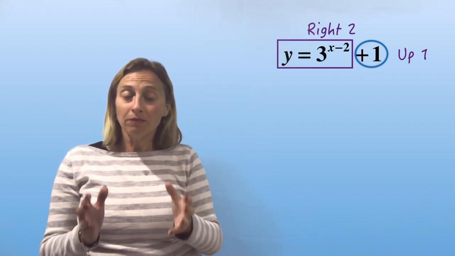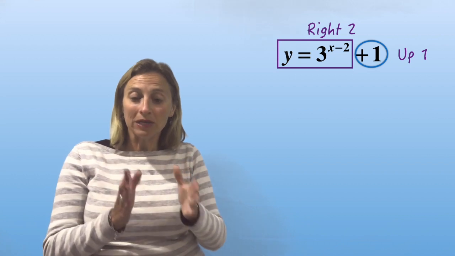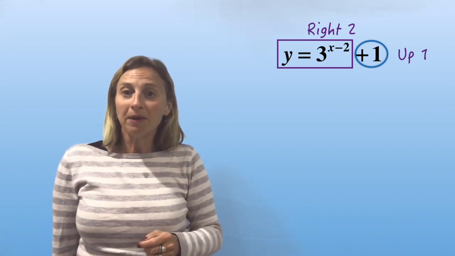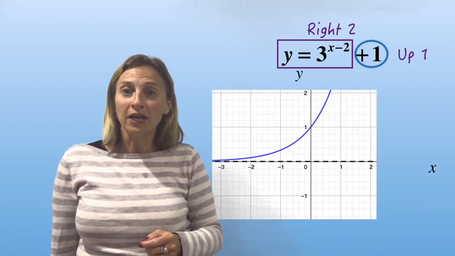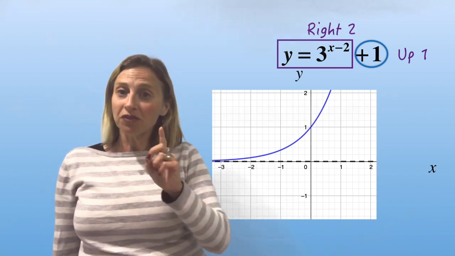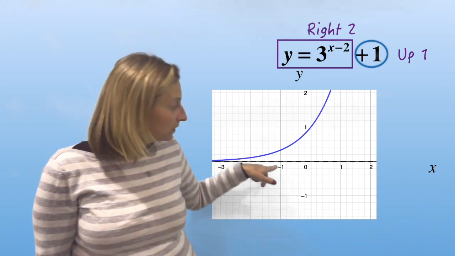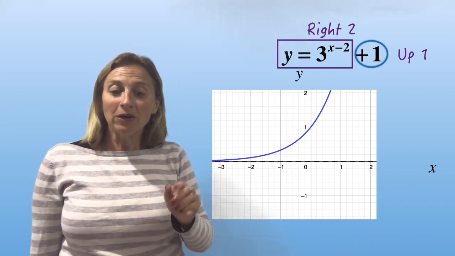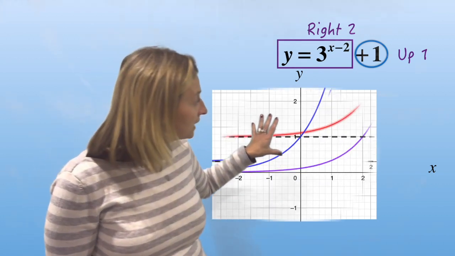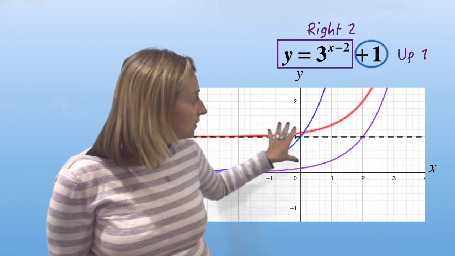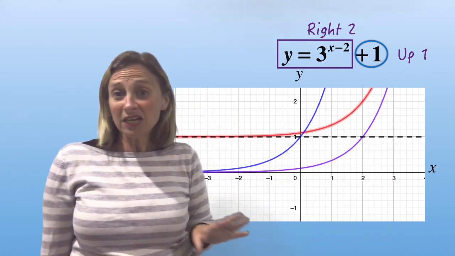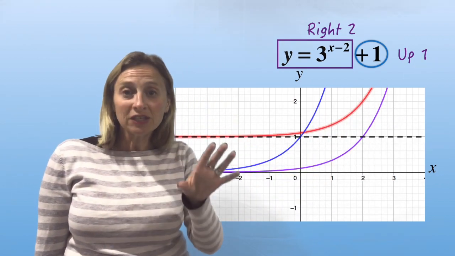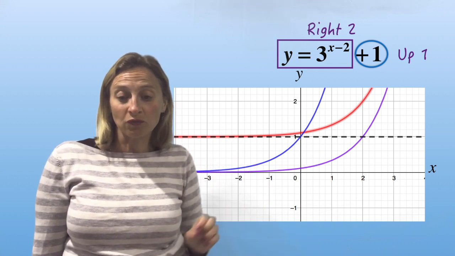So let's start. Remember, doing it slowly but surely, bit by bit. We're going to start by drawing our basic curve of y equals 3 to the power of x. Don't forget the 3 just makes it a little bit steeper. So we've got 3 to the power of x. Great. Now we need to move the whole graph to the right 2. It actually stays the same. It looks the same, but it's moved over to the right.